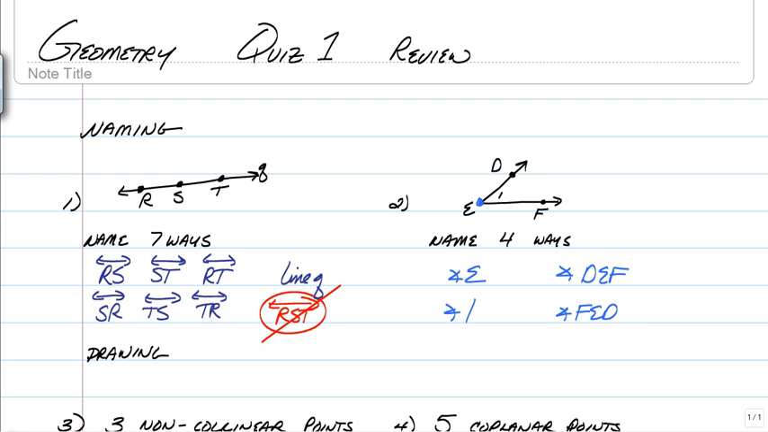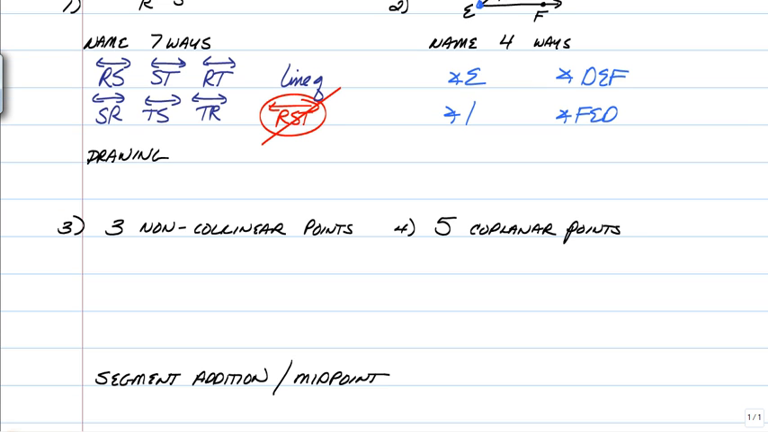Alright? That's naming. A couple little quick drawing problems. Non-collinear points. There's 3 of them. So basically what you do is you draw a line, and remember, you need 2 points to make a line, and then you just put the 3rd point off of it, and that's 3 non-collinear points. The next says 5 coplanar points. So that means you have a plane, and you just put 5 points inside. And those would be 5 coplanar points. And that's it. You're good to go.